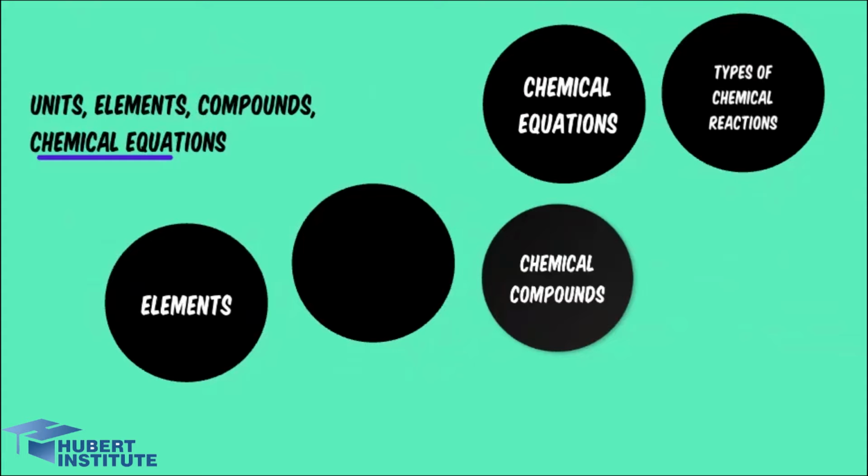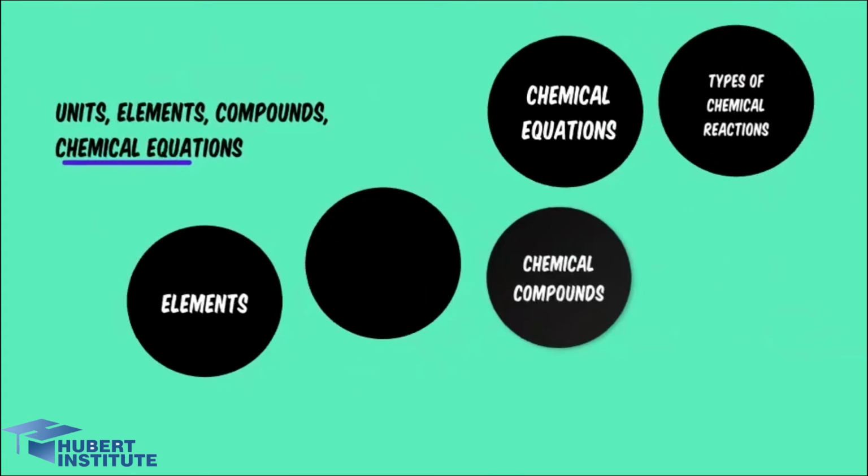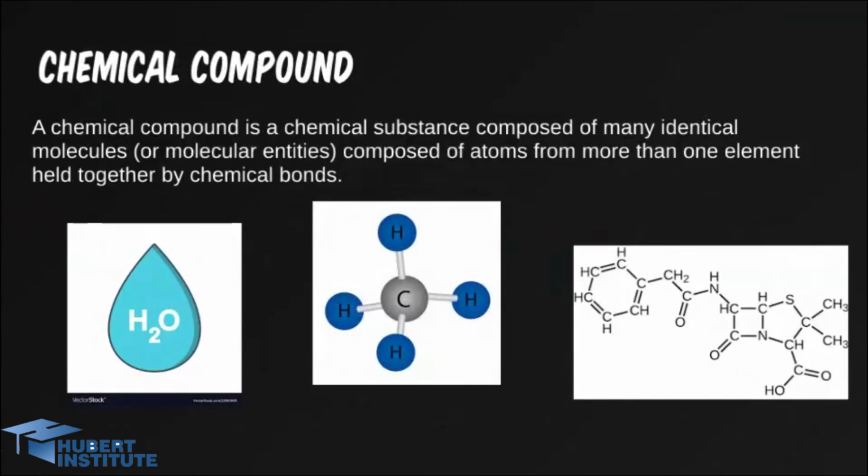On the other hand, we are gonna talk about chemical compounds in here. What is a chemical compound? A chemical compound is a chemical substance composed of many identical molecules, composed of atoms from more than one element held together by chemical bonds.